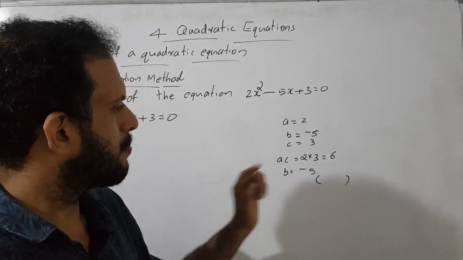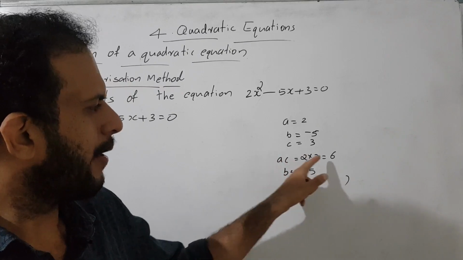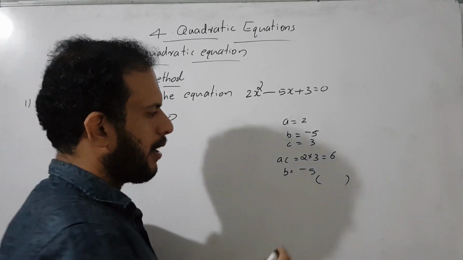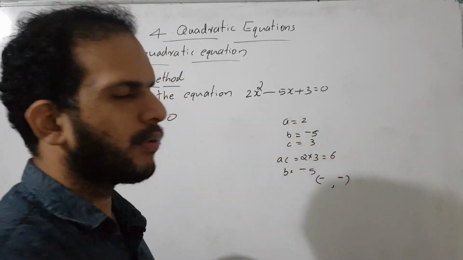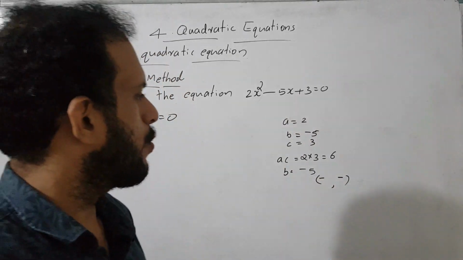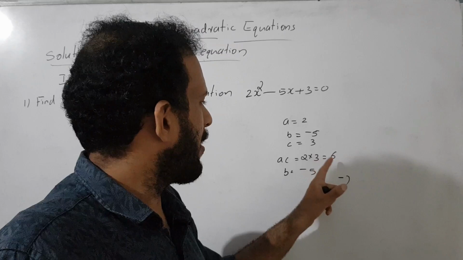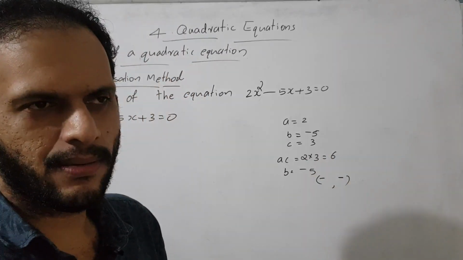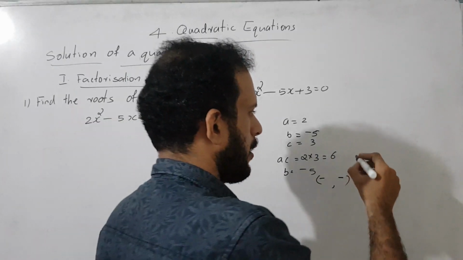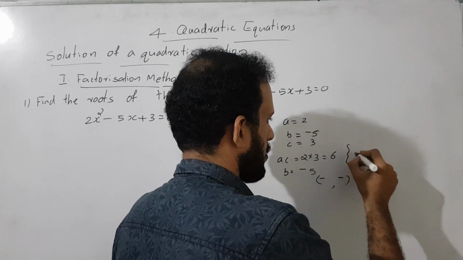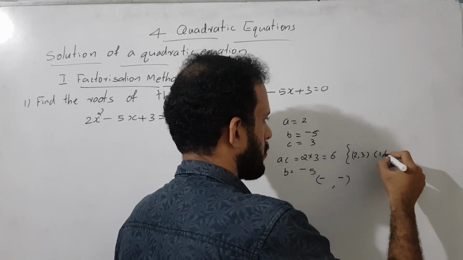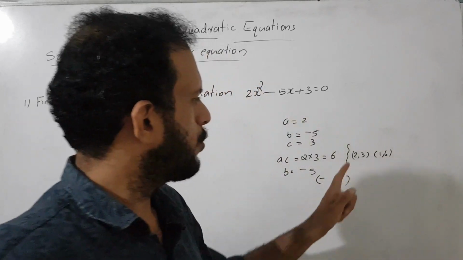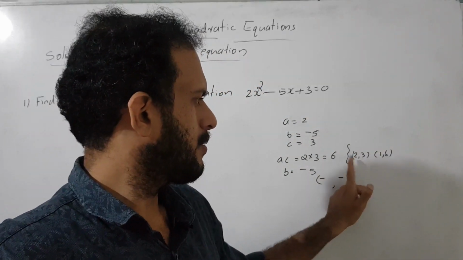So the sum is negative and the product is positive, then it is very clear both numbers are negative. Both numbers are negative. So whose product is 6? We have the pairs. Then what are they? Yes, 2 and 3, or 1 and 6. Then 2 into 3 is 6.